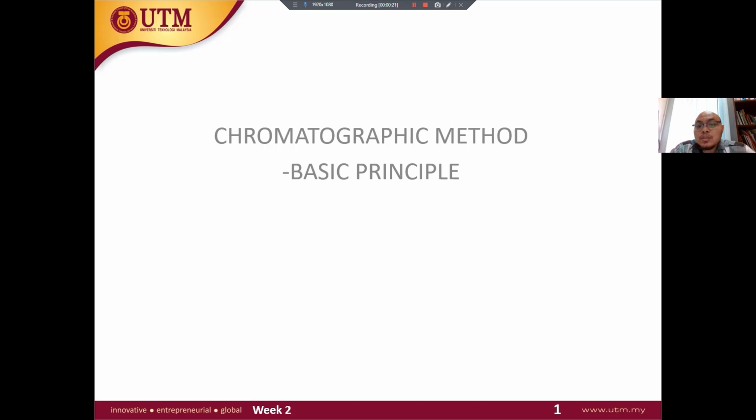Today we will learn our next chapter, which is chromatography. Before we go further into liquid chromatography and gas chromatography methods, let's go into the basic principle of the chromatography method, so you can understand the concept of liquid chromatography and gas chromatography better. So let's go back to the basic principle of chromatography.